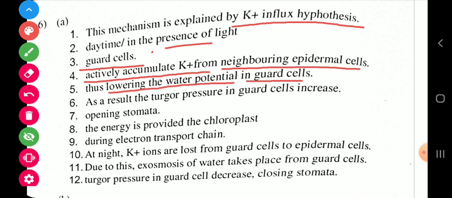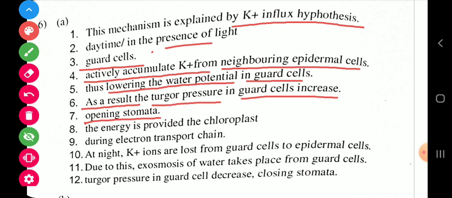Now, as a result of this, the turgor pressure in the guard cells increases because water is coming into the guard cells, because the water potential in the guard cells reduced due to the K plus accumulation. Then, as a result, the turgor pressure in the guard cells increases, therefore leading to opening of stomata.